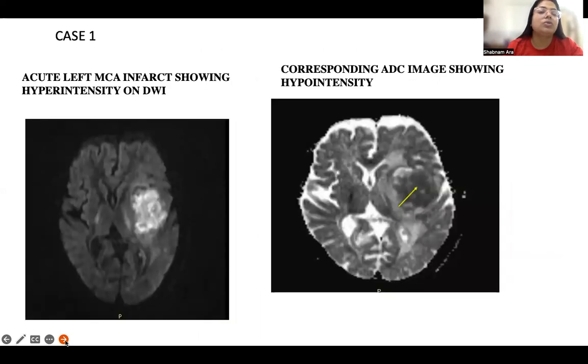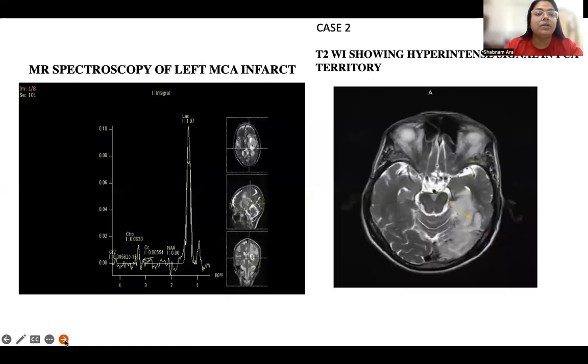This is case one. This is the DWI image showing an acute left MCA infarct with hyperintensity on DWI. This is the corresponding ADC image showing hypointensity. And this is the same patient's MR spectroscopy, which shows a lactate peak in the same area. This is case two. This is the axial image showing hyperintensity in the PCA territory.